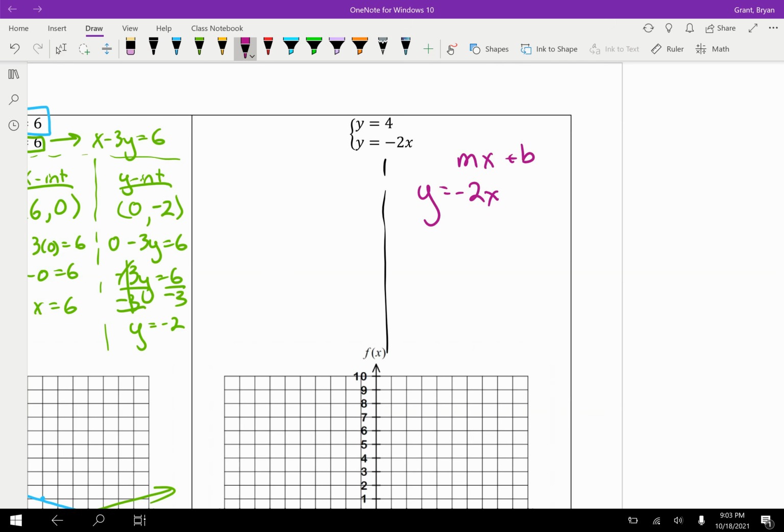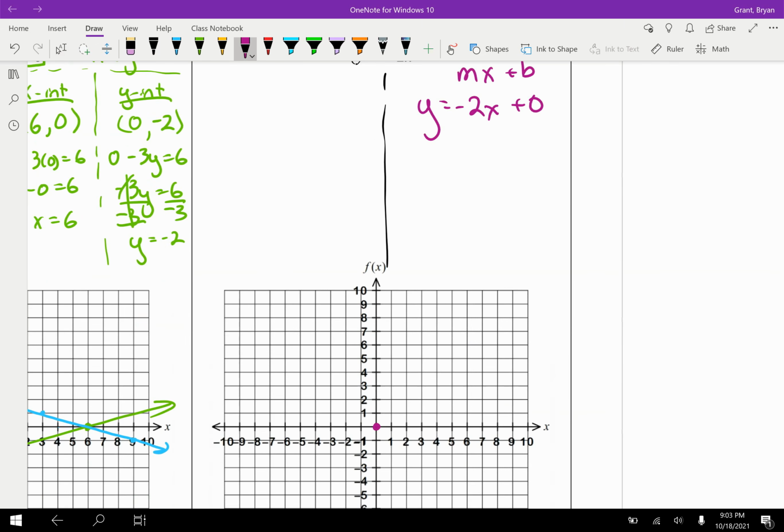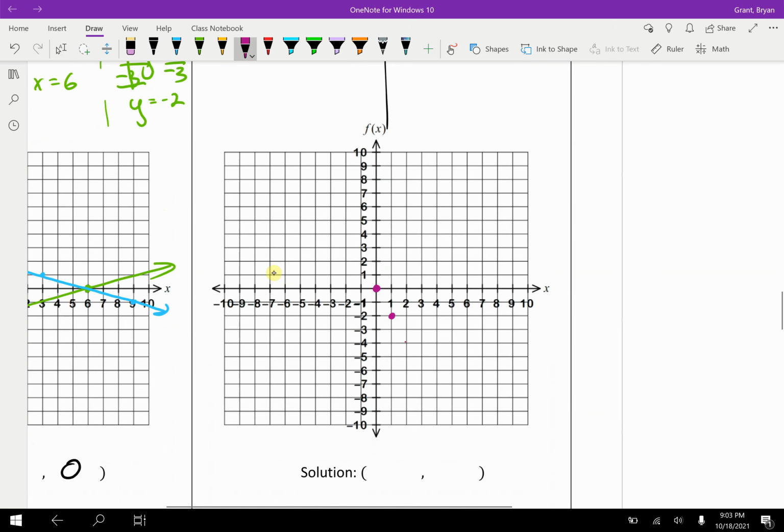It's just missing the b. So let's give it a plus 0. There's nothing adding. We can always add 0. And then graph. Start at 0, down 2, to the right 1. We'll finish this off, moving a little bit faster. There we go, or up the other way.